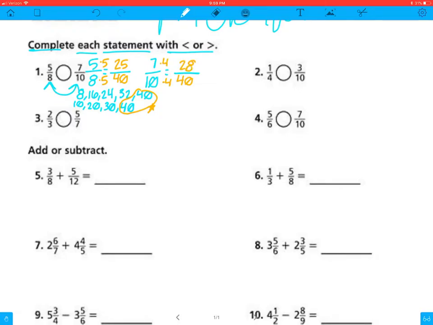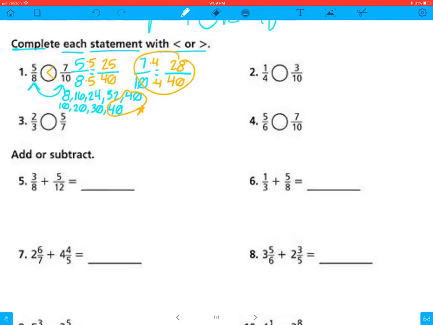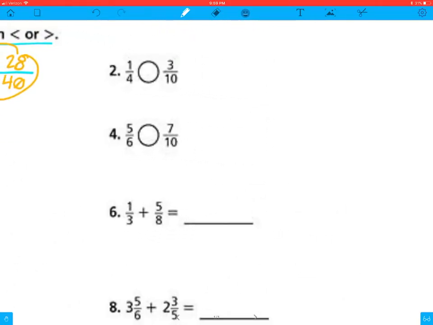I do the same thing with the 7/10, but this time with 4. So which is greater, 25 40ths or 28 40ths? Well, it's the 28 40ths. Now for 1/4 and 3/10. Now for this one, I could list out, and I do know that 40 is a number that they have in common, but there's actually a lower one.